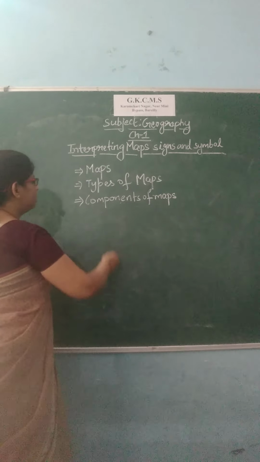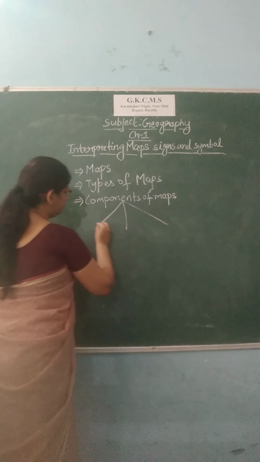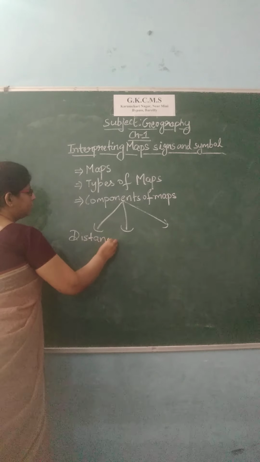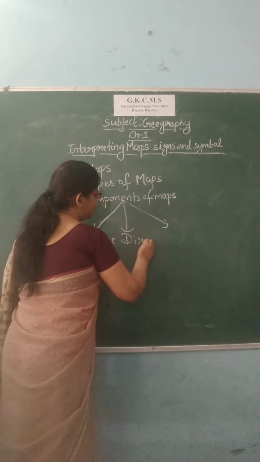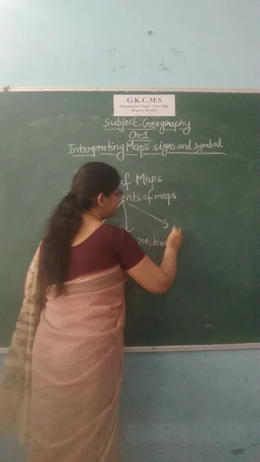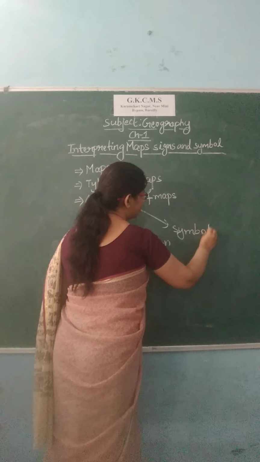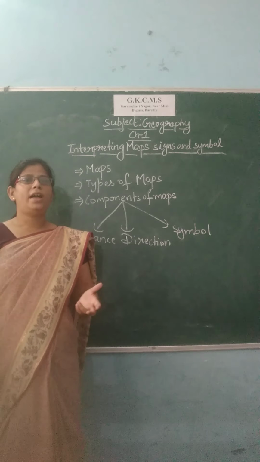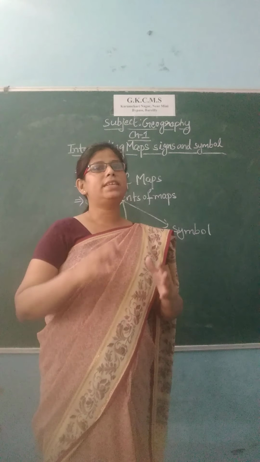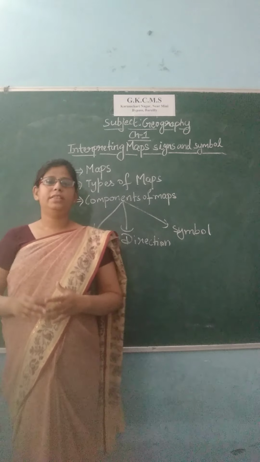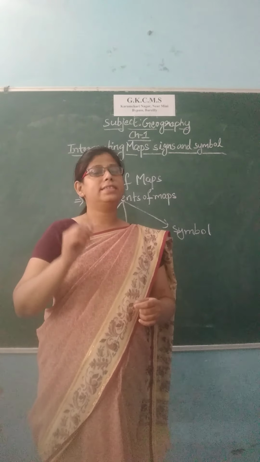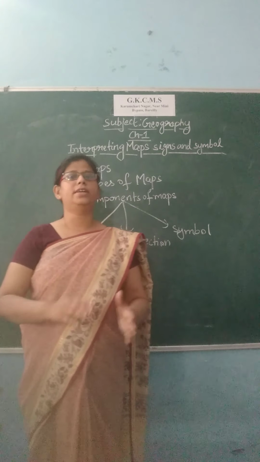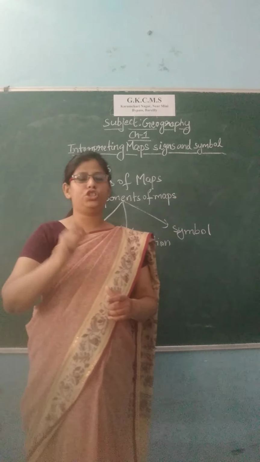Now, the next heading is components of map. There are 3 components of map. First is distance, second is direction, and third is symbol. In distance, I already told you that a map is always drawn to a scale, and in that you have to consider the scale. Scale is the ratio of distance measured on the map to the actual distance on the ground. It is a ratio basically.